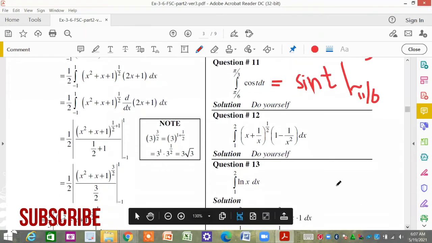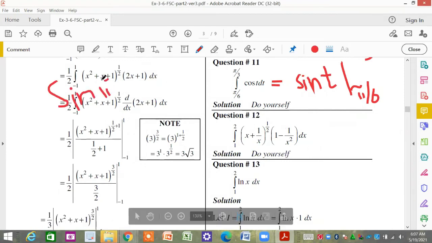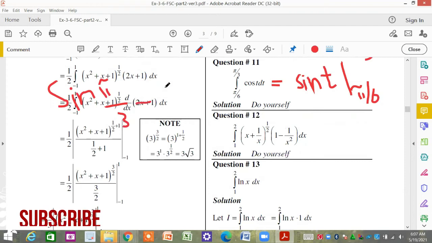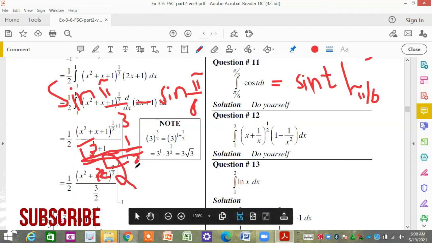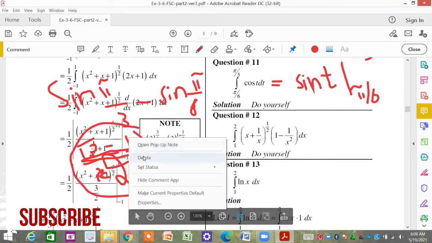Similarly, if we write, this will be equal to sine of pi over 3 minus sine of pi over 6. So for pi over 3, sine 60 is equal to square root 3 over 2, minus sine 30 is equal to 1 over 2. So if we take 2 as LCM, this will be equal to square root 3 minus 1 over 2. This will be the final answer of this question.